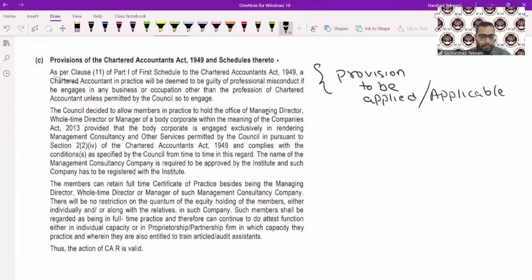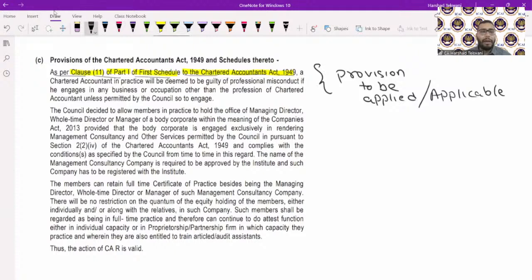As per clause 11 of part 1 of first schedule to the Chartered Accountants Act. Now see how it is mentioned: as per clause 11 of part 1 of first schedule to the Chartered Accountants Act, appropriate referencing. I cannot just write clause 1 of part 1, or clause 1 of first schedule, or as per the part 1 of first schedule without giving reference of the Chartered Accountants Act. It is always appropriate to give exact, proper referencing of that particular provision.